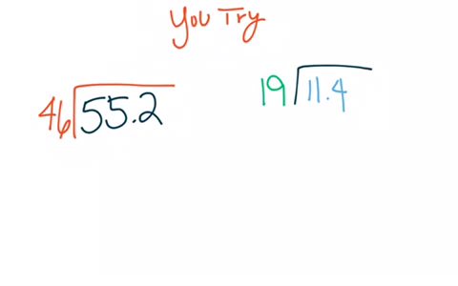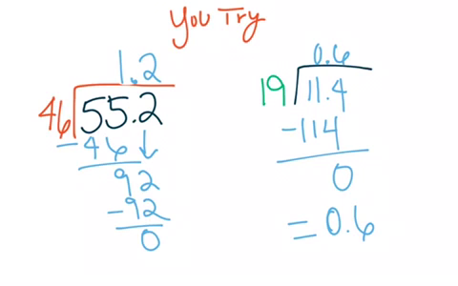Okay, so our first one here is 55.2 divided by 46, and our second one is 11.4 divided by 19. So just pause the video, try to work these out. Whenever you're ready, hit play. All right, folks, so for the first one, it should be 1.2 is your answer right here. Your second one should be 0.6.